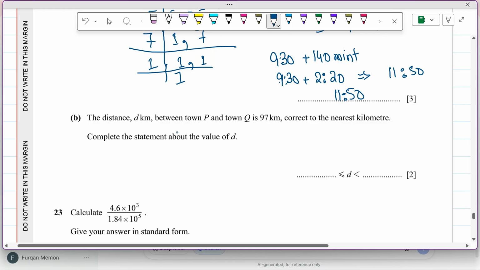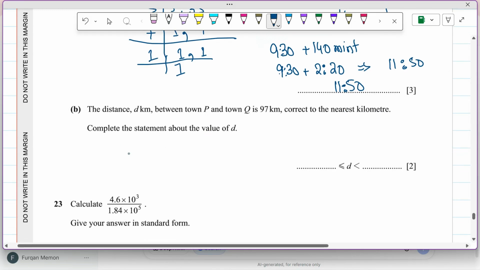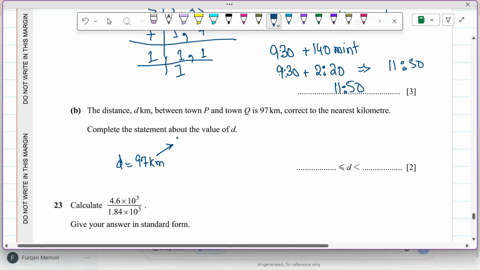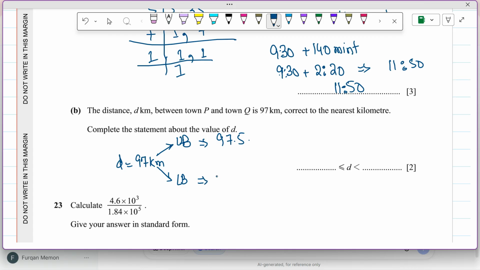Part B. The distance d kilometers between towns P and Q is 97 kilometers, correct to the nearest kilometer. Complete the statement about d. So d is equal to 97 kilometers. First we find the upper bound and lower bound. The upper bound can be calculated by adding 0.5, so 97.5, and the lower bound by subtracting 0.5, so 96.5. So d is always less than the upper bound and greater than or equal to the lower bound: 96.5 is less than or equal to d, which is less than 97.5.